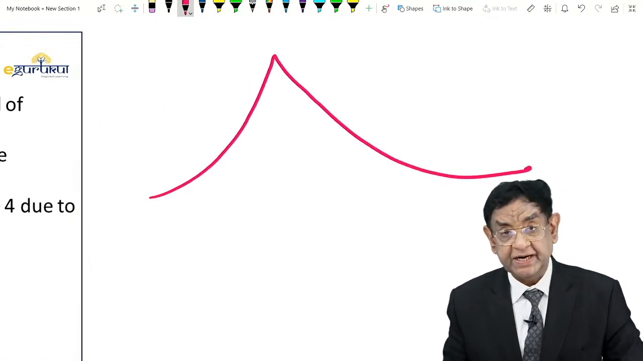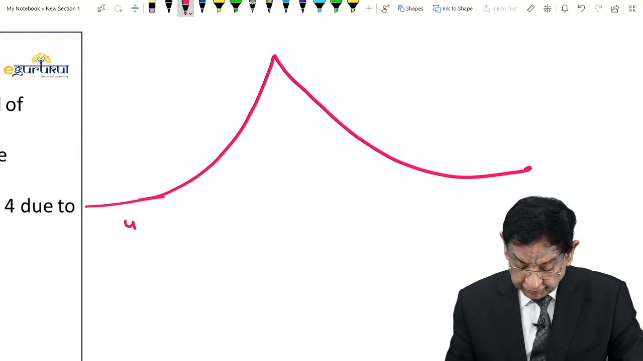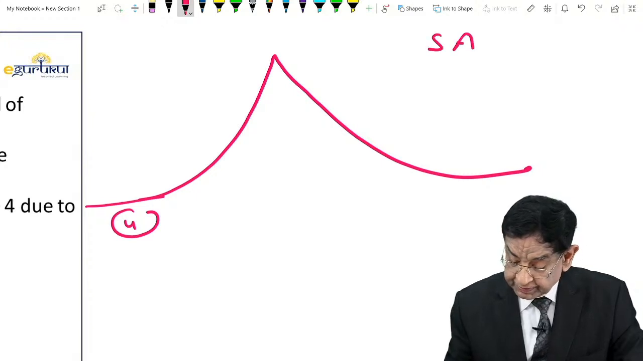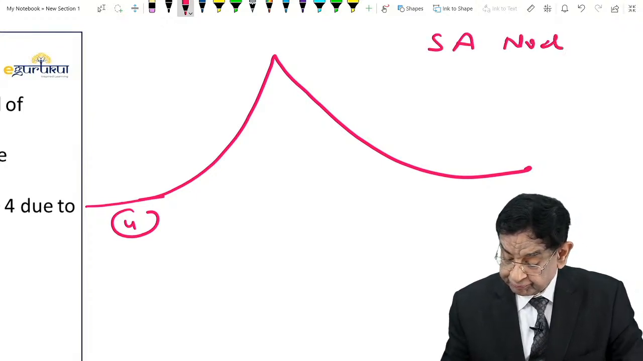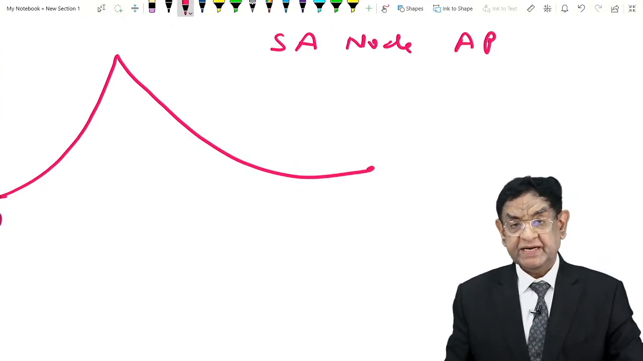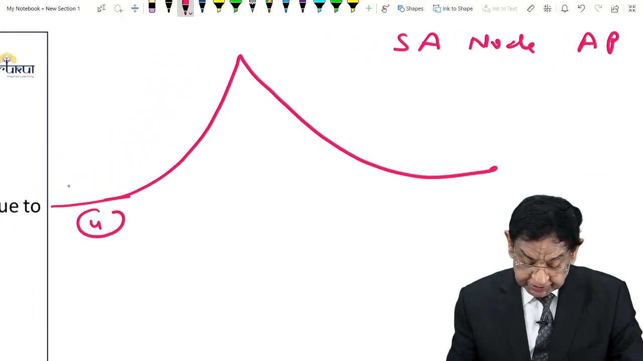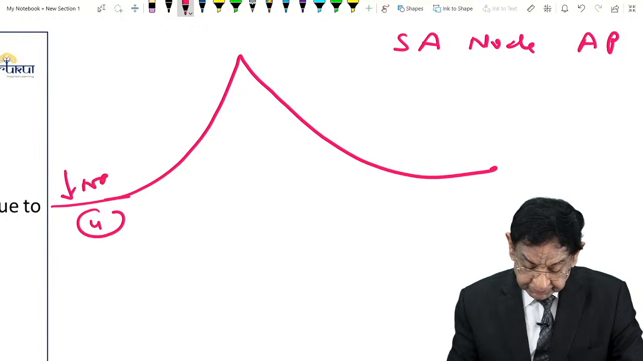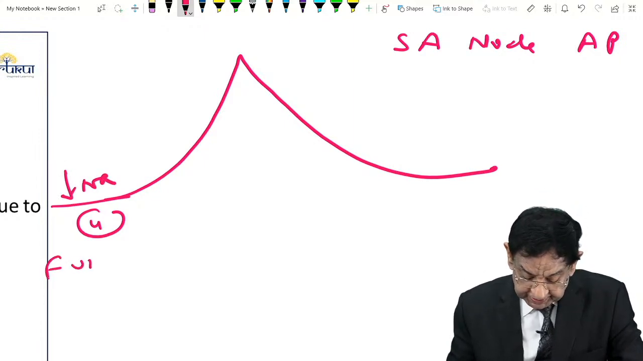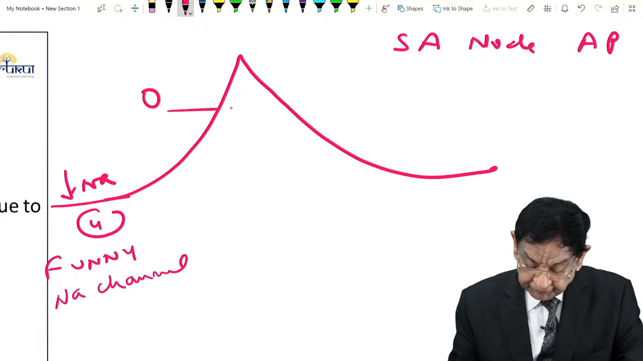Yeah, this is the cardiac SA node. We have phase 4 of the SA node action potential. AP stands for action potential of the cardiac SA node. And this phase 4 is due to sodium entry via the funny sodium channel. Then we have stage 0, phase 0, which is a slow depolarization.